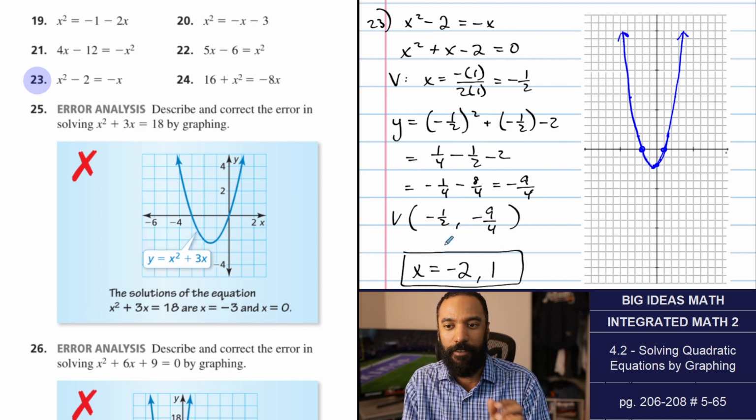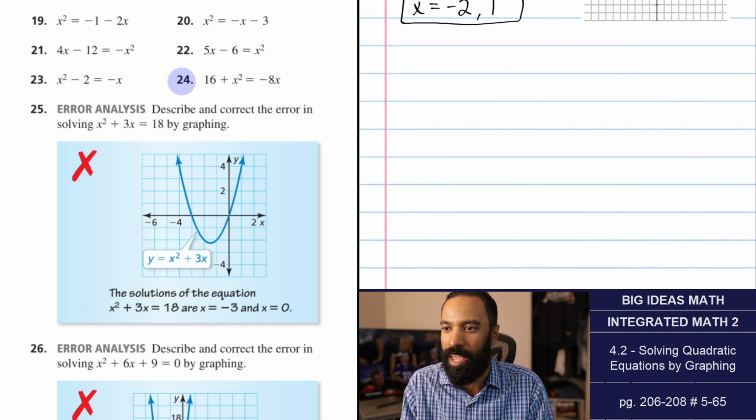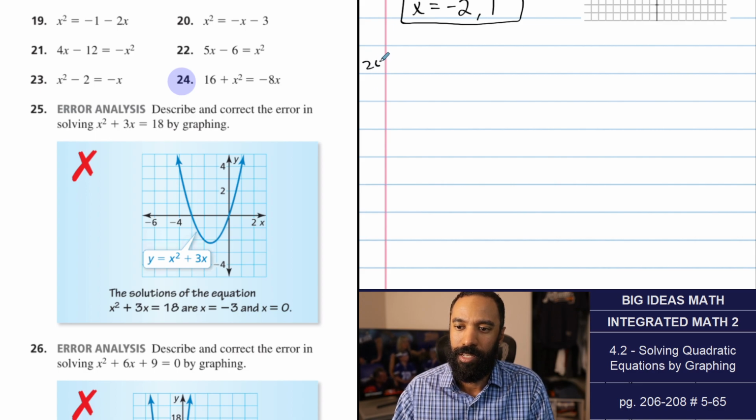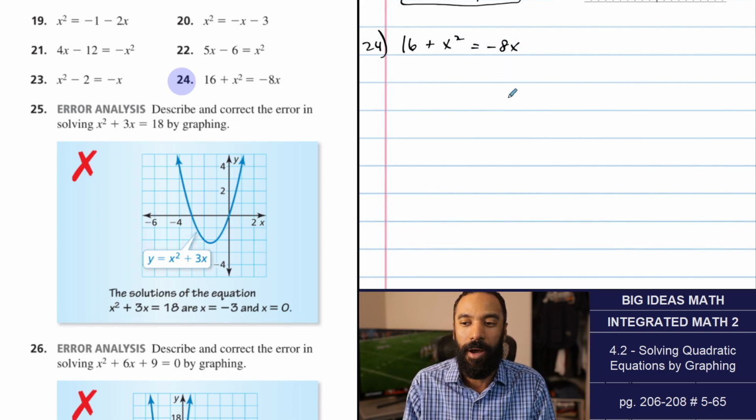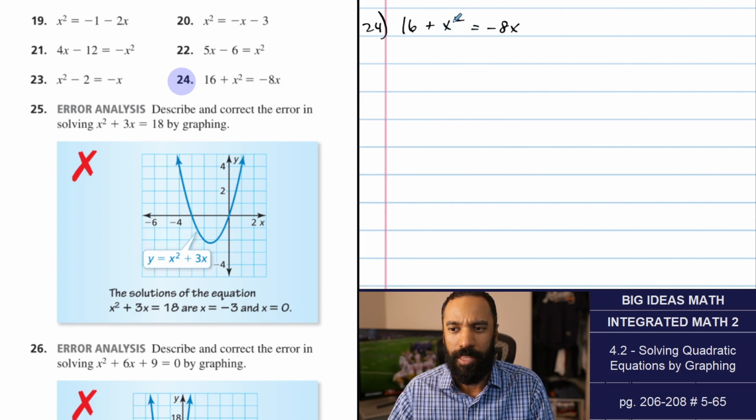Again, hopefully solving my graphing is working as intended. And then number 24, we have 16 plus x squared equals negative 8x. Now, I haven't used the second method yet. I assume they're going to force us to use the second method on future problems. I'm not sure, but we'll get to it when the path crosses, because I don't know if this was part of the other examples.